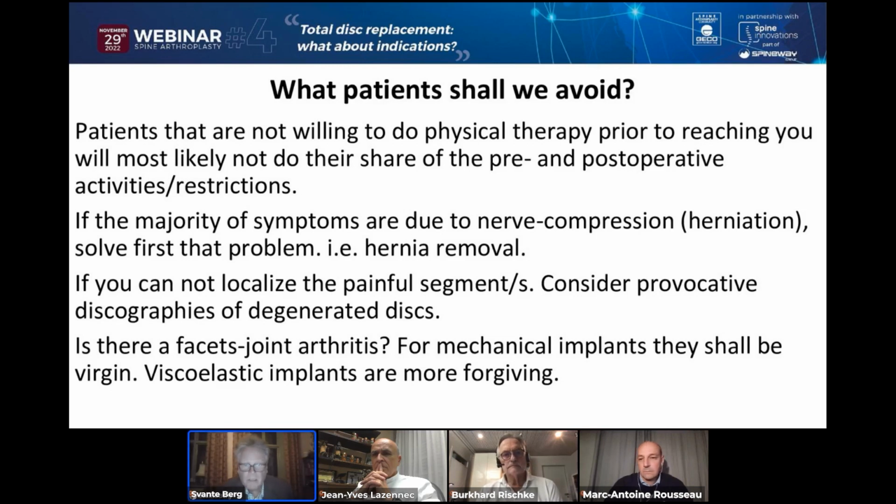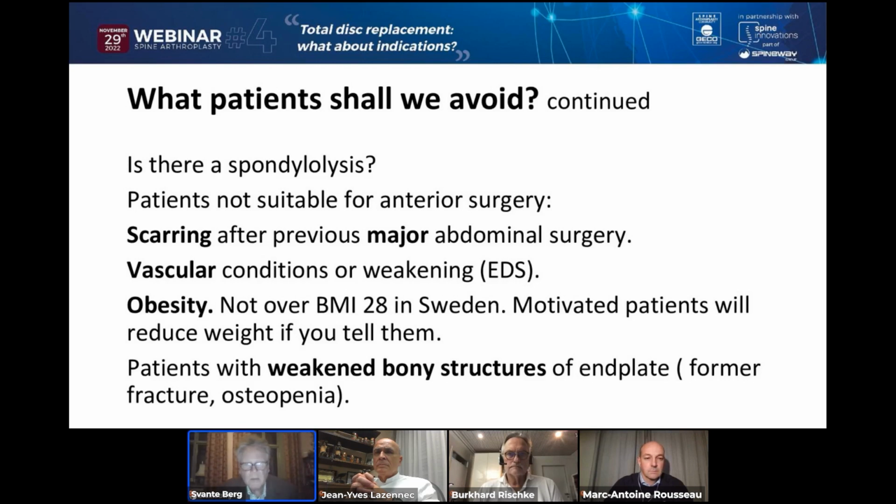And if there is facet joint arthritis, for mechanical implants, my experience is that the facets should be virgin, otherwise they will develop an issue with them. With viscoelastic implants, they are more forgiving since there's a counterforce against hyperlordosis that helps protect the facet joints. If there is a spondylolysis, we shall not use total disc replacement. I haven't tried it with a viscoelastic because for me it's a contraindication, but I think it's adventurous to do it.